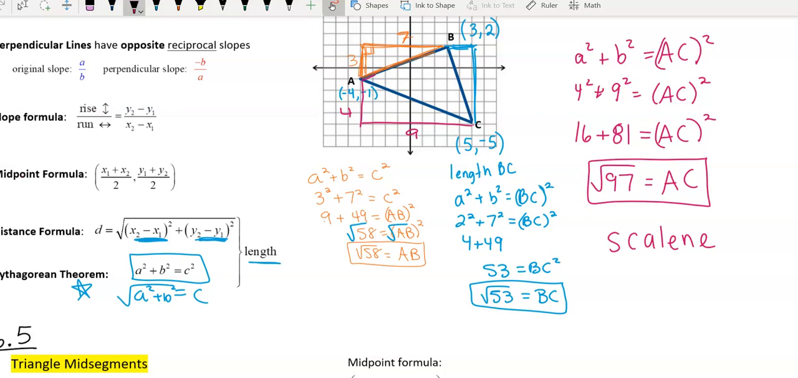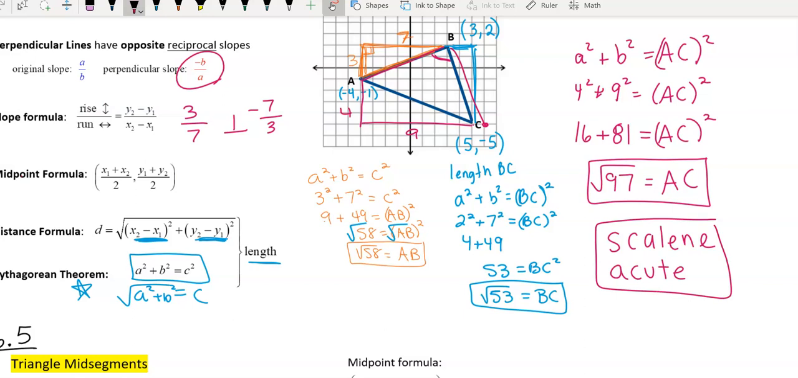The slope of AB is positive 3/7. So if the perpendicular slope has to be the opposite reciprocal of 3/7, then the perpendicular line would be negative 7/3. So we would go down 7 and over 3. Well, if it was a right angle, it's getting kind of hard to see with all that. The line would need to be all the way out there. So this angle in here must be an acute angle. So since all 3 angles are acute, this is going to be a scalene triangle and an acute triangle.